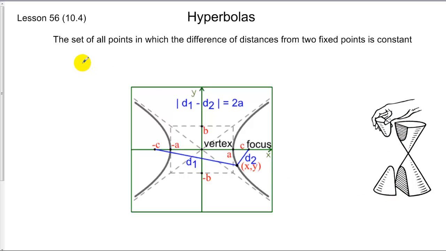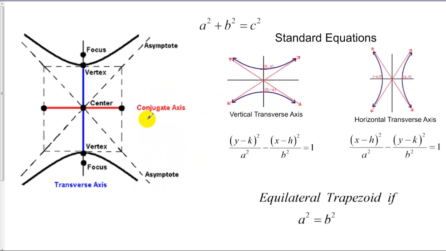What distinguishes the hyperbola is the set of all points in which the difference of distances from two fixed points, being these foci, is constant. Here is that equation that describes that. And if we break down all the pieces of our hyperbola, you'll notice that we've still got this center, which is (h, k).